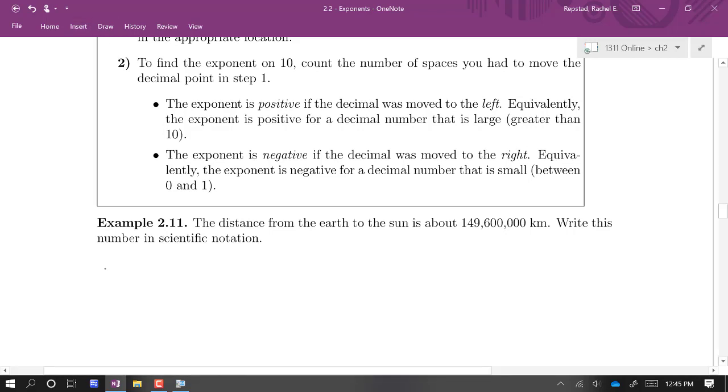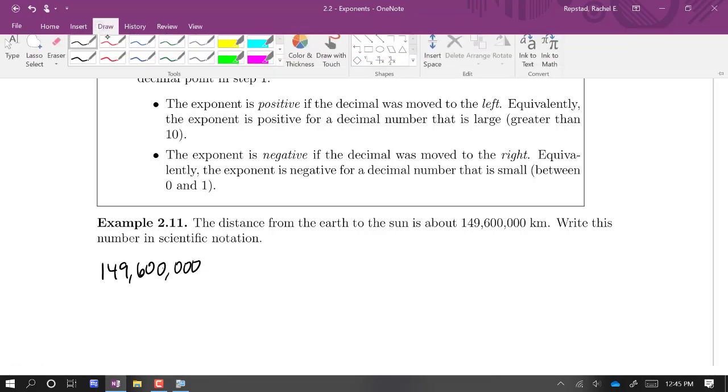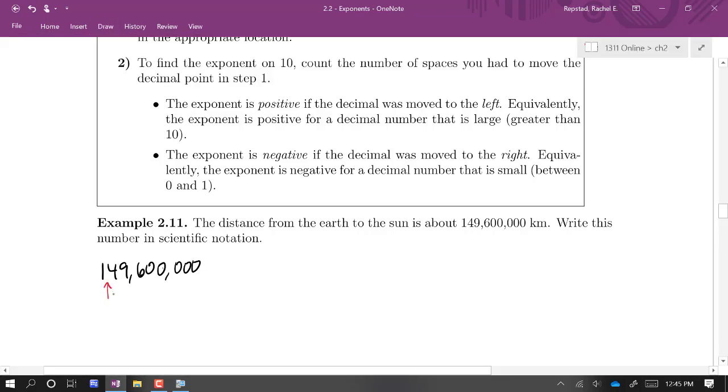So I've got the number 149,600,000. And what I want to do first is say, okay, in this number, where would I need to place the decimal point so that I ended up with a number between 1 and 10? And that is, of course, right here. That's the only place I could put the decimal point and end up with a number between 1 and 10. So I'm going to start with that. There's my value for A, 1.496.